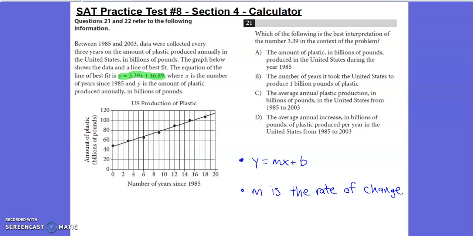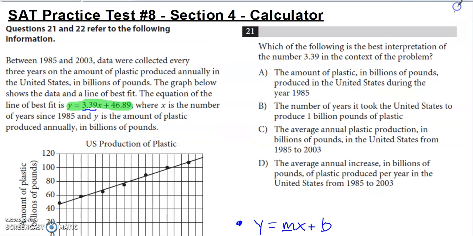Now, if you look at where the number 3.39 sits within the equation, 3.39 is multiplying x. 3.39 is the slope of the line of best fit. If you've talked about slope in applications in the past, you've probably called slope a rate of change. So let's check out some of these options. I'm just going to kind of glance down through them. Rates of change are units of one thing per unit of something else. So I'm just going to scan my units.